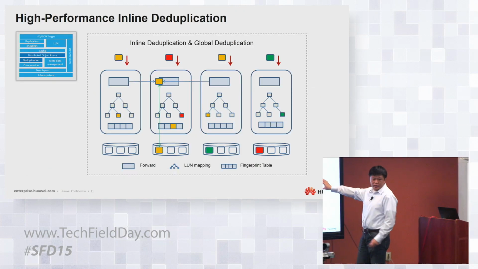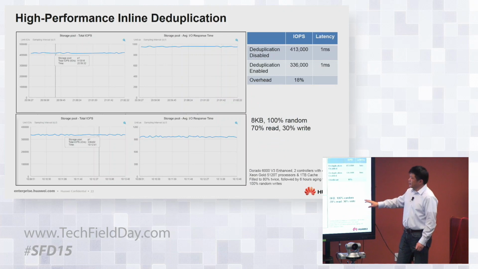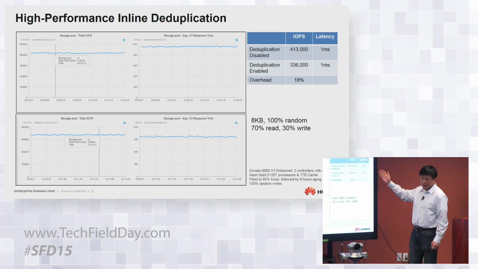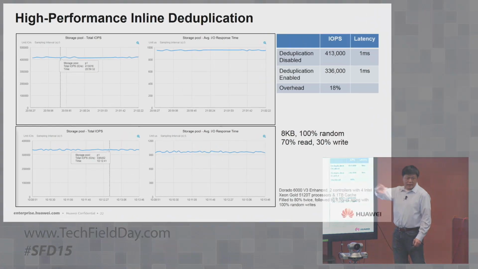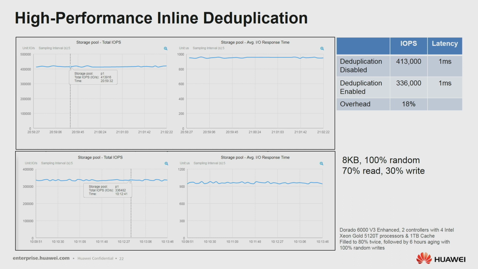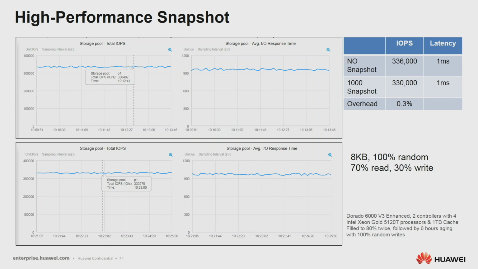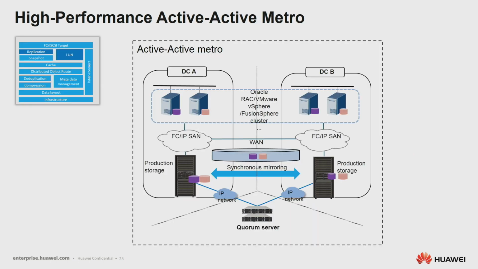We do have global deduplication, like we said before. The numbers you can see here are from limiting the latency to 1 millisecond across, then pushing the I/O to check the maximum IOPS. Here we can see the overhead is about 18%. Because we do redirect on write for snapshots, snapshots are relatively free for us. With the same test configuration, we basically don't have any performance loss at all.